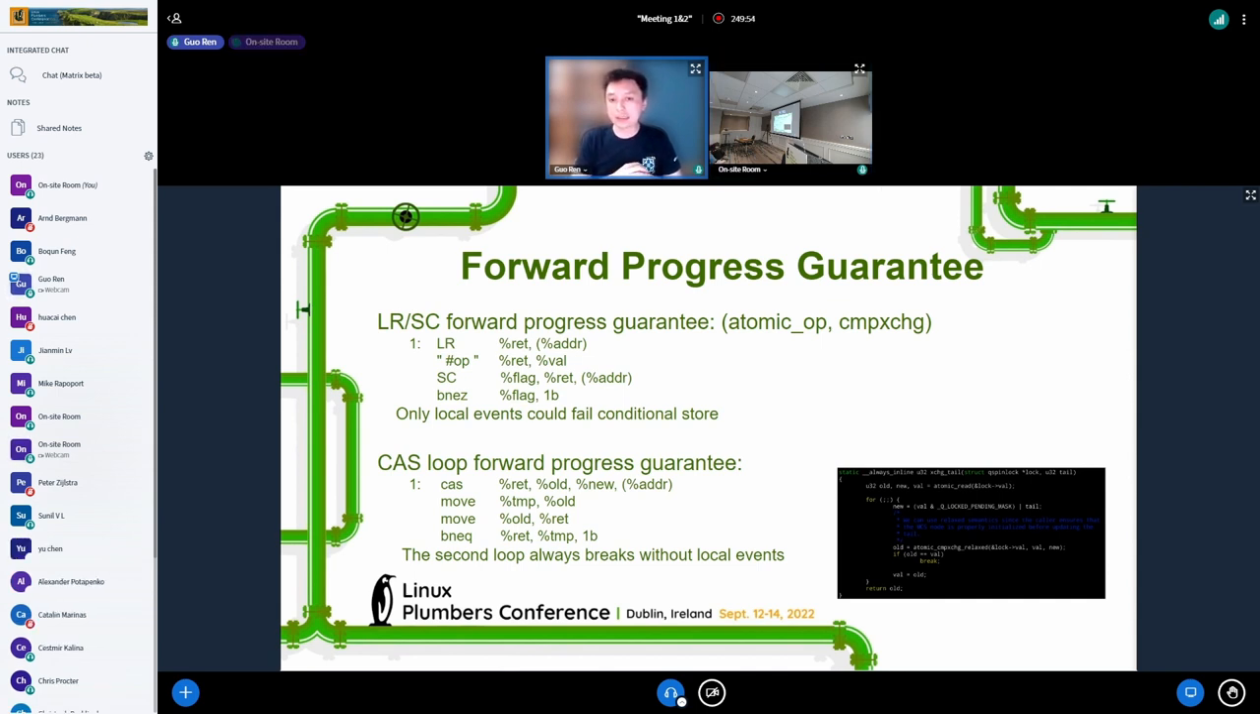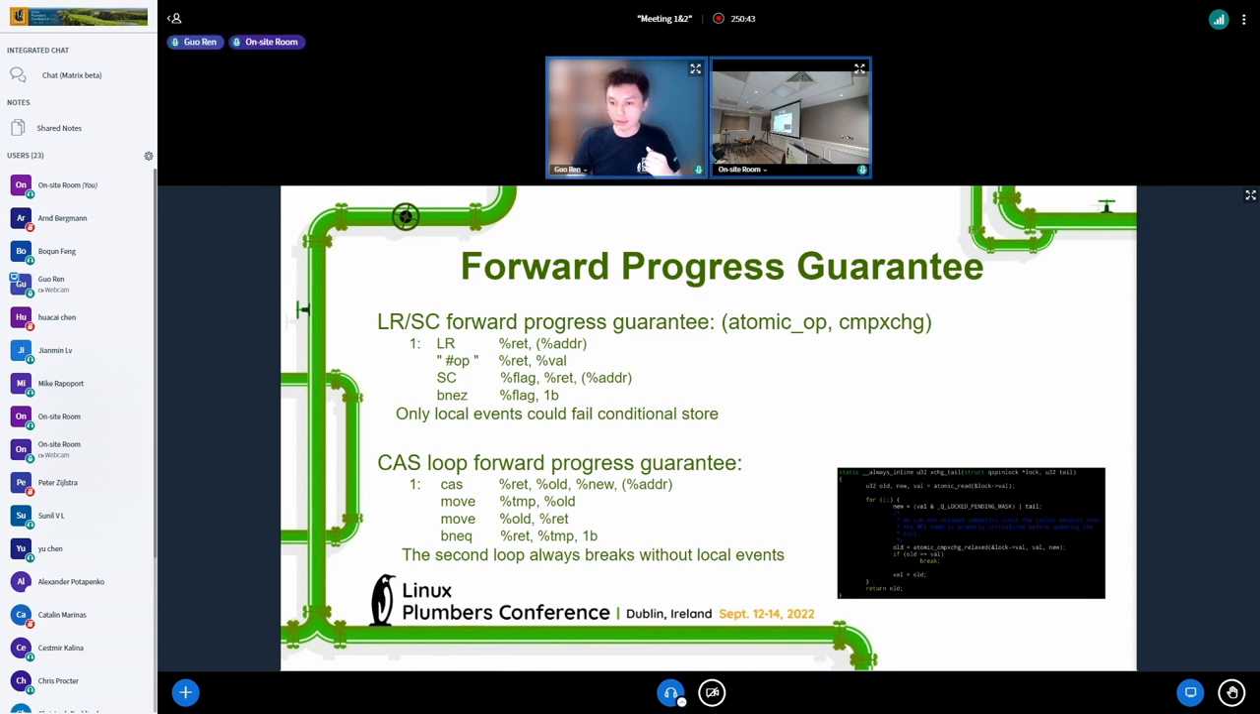And second is called the CAS loop forward guarantee. That means if you write code, this code comes from the queued spinlock compare exchange tail implementation. One CPU's cost is massive. And look here, if you have the CAS loop forward guarantee, this loop cannot loop infinitely, it would break after just two iterations. A second loop always breaks without local events. That is two concepts of the forward guarantee, one is LR/SC and one is compare exchange, to prevent the livelock.